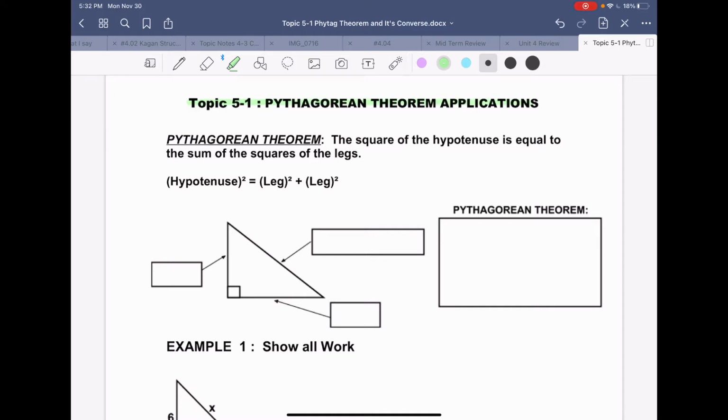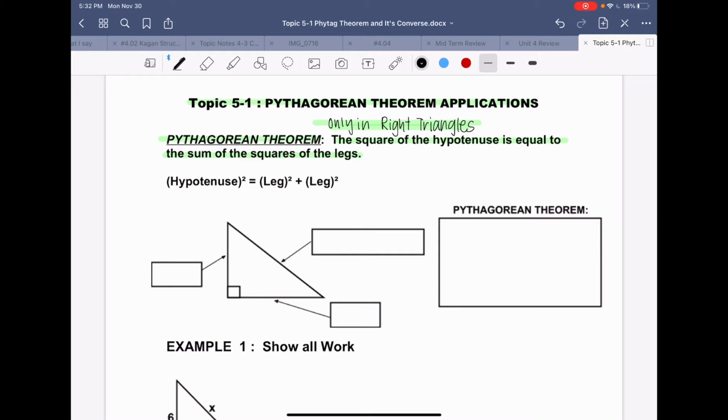Okay, so you're gonna label this 5.01, and it's Pythagorean theorem. The Pythagorean theorem, this is only in right triangles. Okay? Only. You can only use the Pythagorean theorem in right triangles. So it is the square of the hypotenuse is equal to the sum of the squares of the legs. I do want you to write that down. Everything I highlight, I want you to write down.